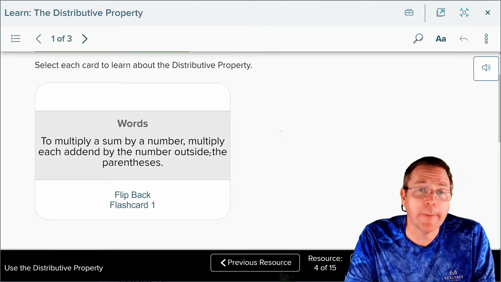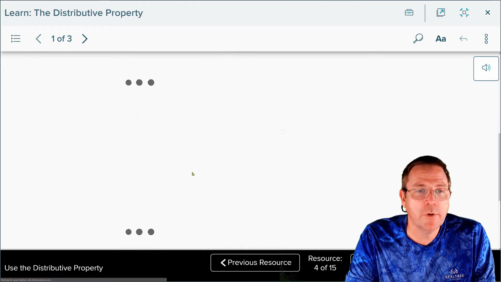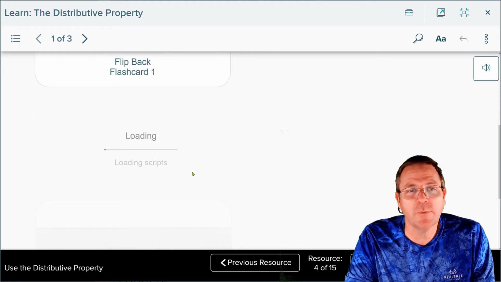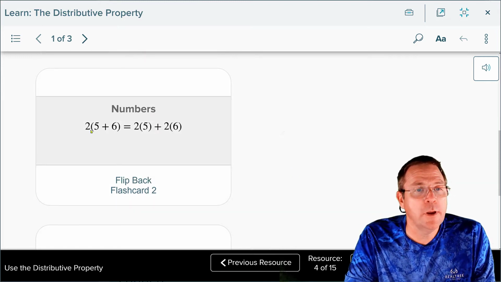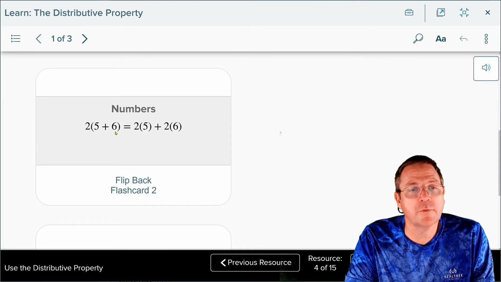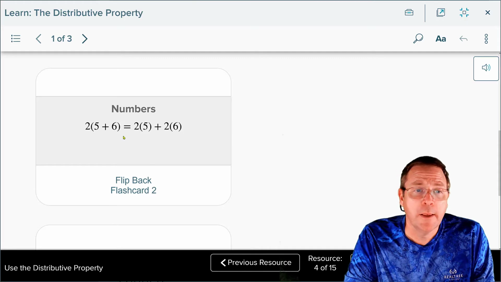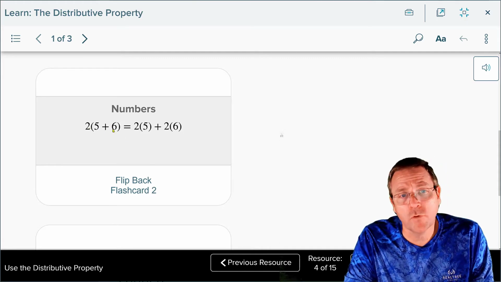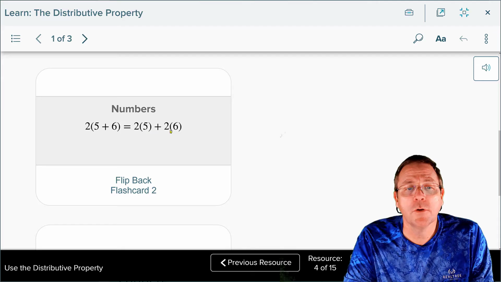Once again, there's the same exact words they just gave us. There's no reason to mess that up. But as we scroll down and these load, we're going to see it represented with variables and represented with numbers, I suspect. So here it says 2 times the sum of 5 and 6 is the same thing as 2 times 5 plus 2 times 6. Think about it. 5 plus 6 is 11. 2 times 11 is 22. 2 times 5 is 10. 2 times 6 is 12. 10 plus 12 is 22.